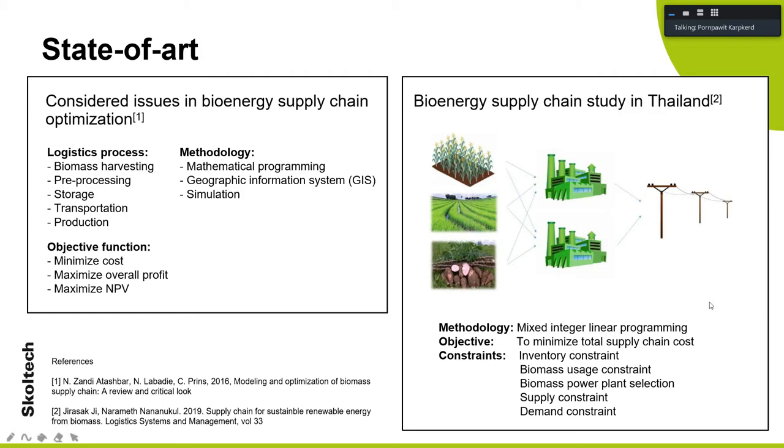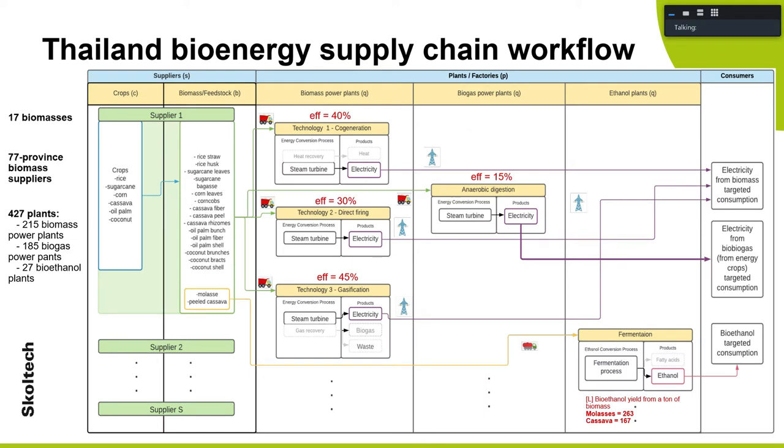However, in these papers, they consider only one energy system, which is the electricity generated from biomass, and they study just one province. But in my thesis, I want to study 3 different energy systems. The first is electricity generated from biomass. The second is electricity generated from biogas from energy crops. And the third one is bioethanol production. And in my thesis, I consider the whole country, whole Thailand, not just one province. So this makes my thesis different from the existing studies.